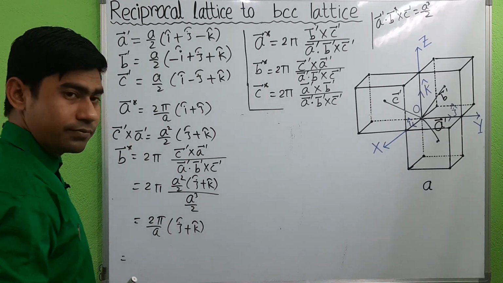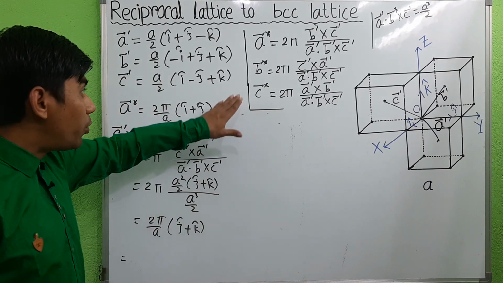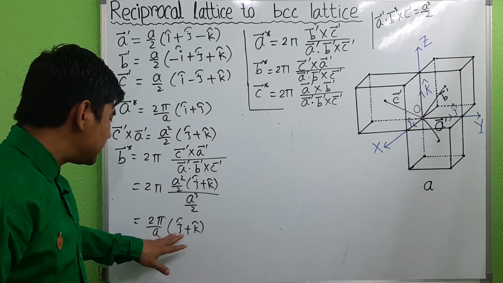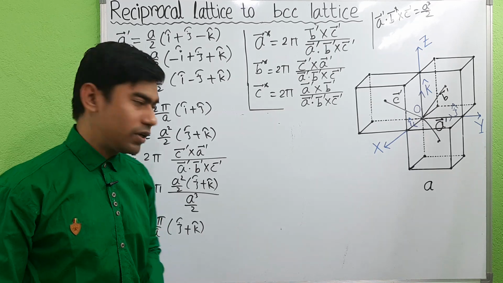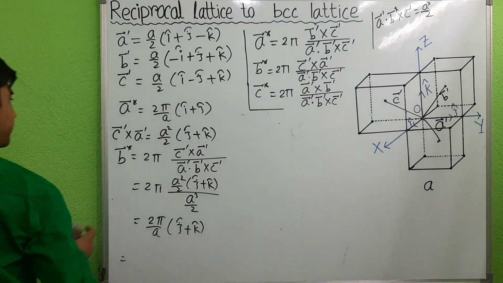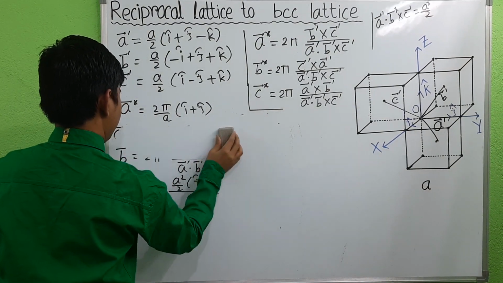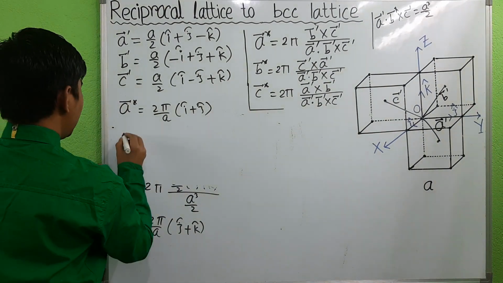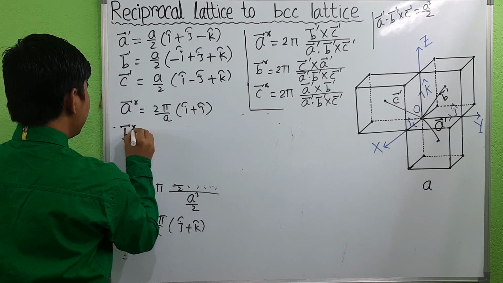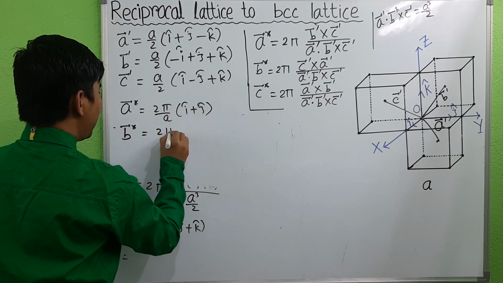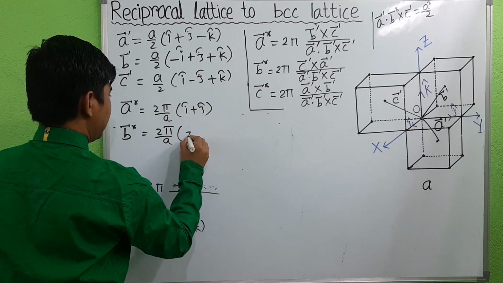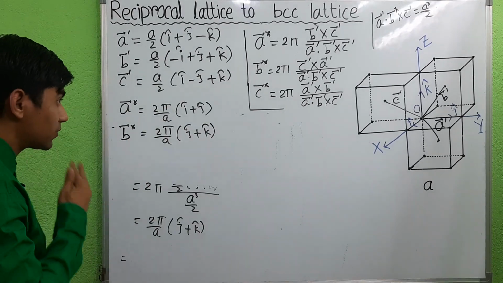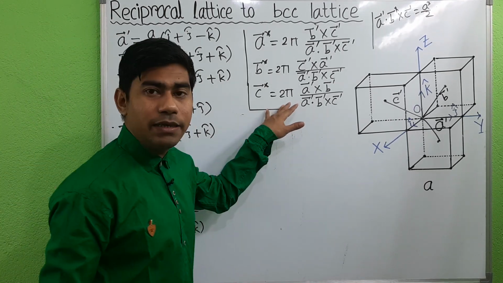Thus we get the value of the reciprocal lattice vector b vector star as 2 pi by a (j cap + k cap). So we can write b vector star is equal to 2 pi by a (j vector + k vector). Now we calculate c vector star.